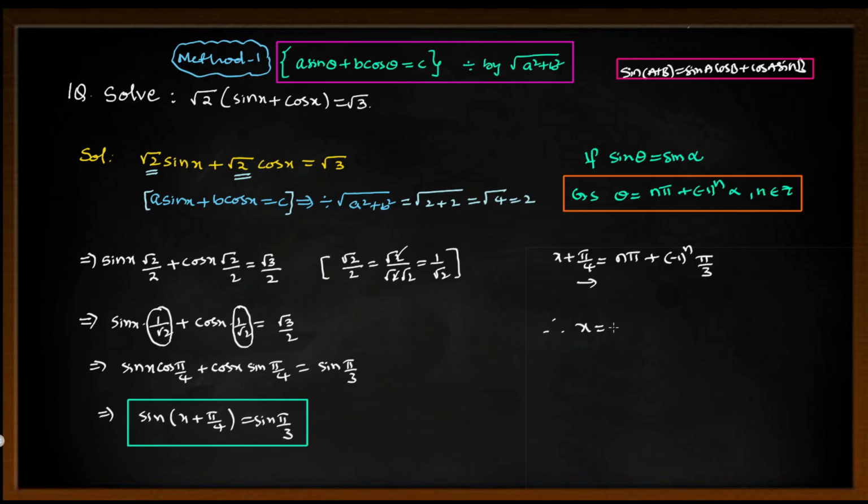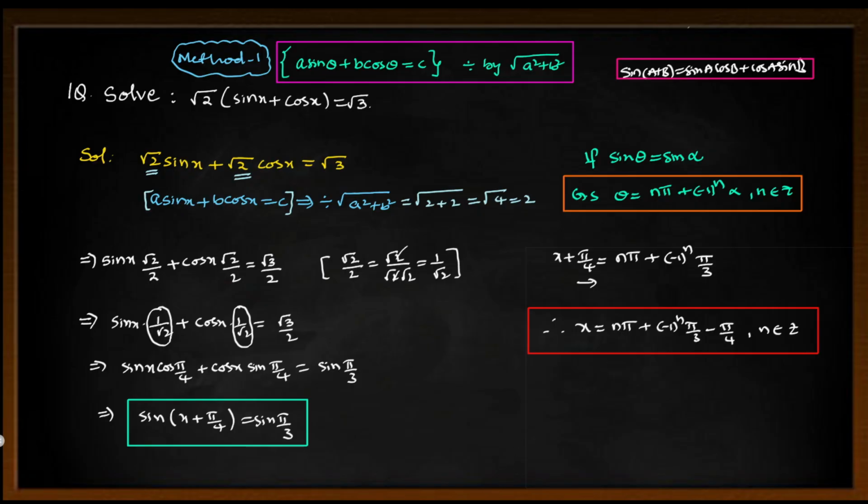Finally we can write x equals n pi plus minus 1 to the power of n pi by 3 minus pi by 4, where n belongs to Z. So this is our final answer. Okay, x equals n pi plus minus 1 to the power of n into pi by 3 minus pi by 4.